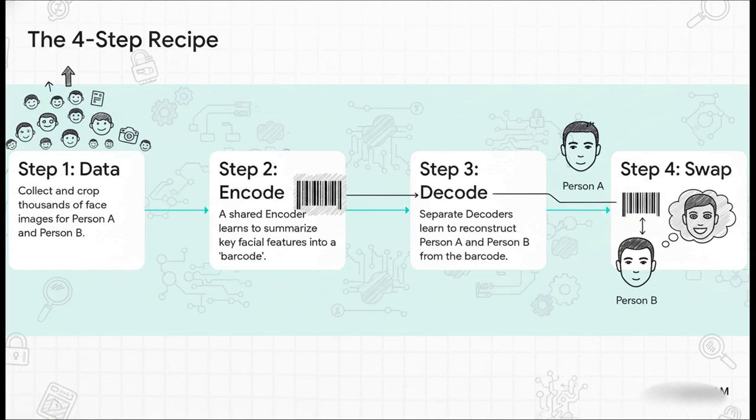From there, two separate decoder networks are trained. One learns how to perfectly rebuild person A's face from a barcode, and the other learns to do the same for person B. And now for the swap. The AI takes a video of person B, creates a barcode of their expression, but then it feeds that barcode to person A's decoder, and boom, you get person A's face, but with all of person B's movements and expressions. It's kind of genius, right?